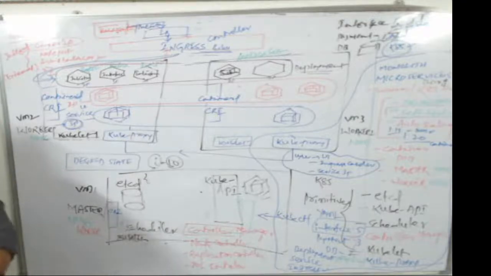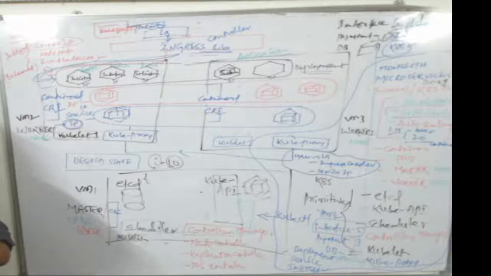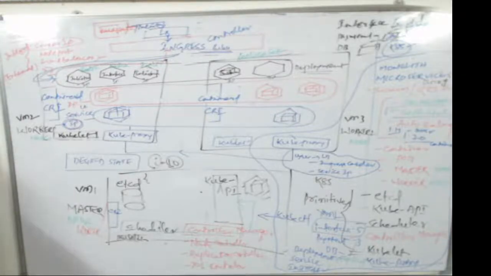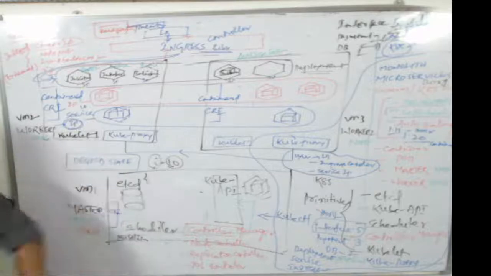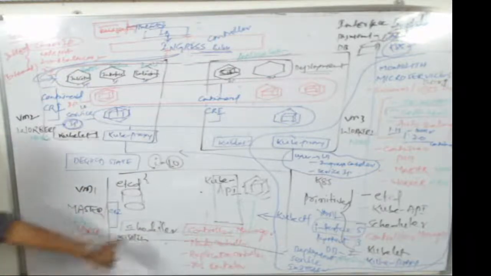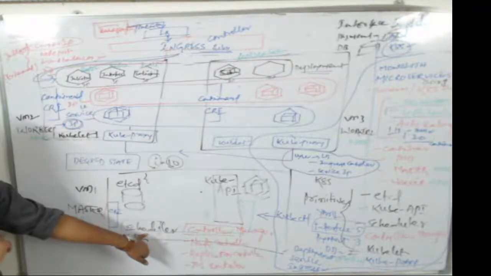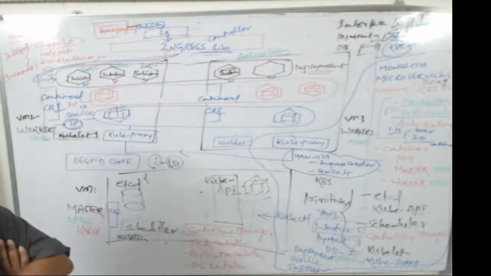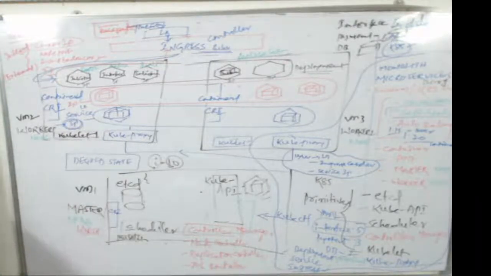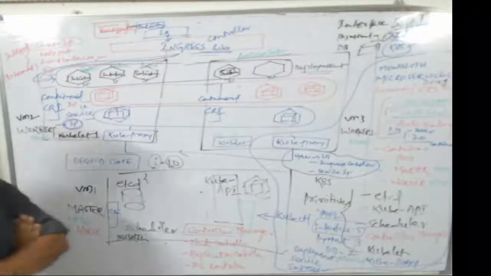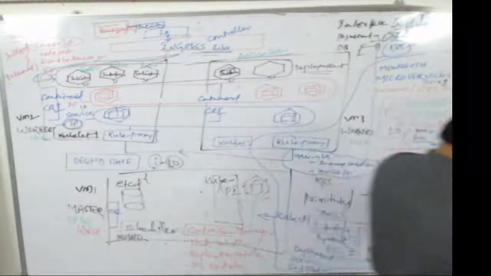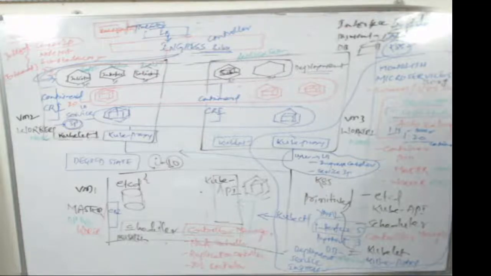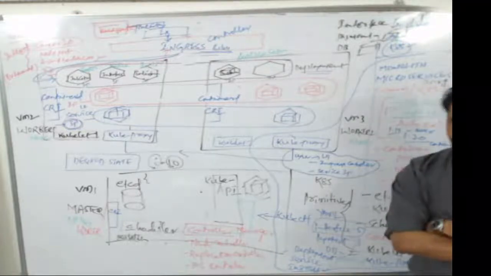Scheduler. It schedules the new pods. Creating the new pod is the kubelet. The scheduler will decide the nodes, which nodes should host the pods. That's your scheduler. Give me the list of primitives. What is a primitive? There are 6 primitives: etcd, API server, scheduler, controller manager, kubelet, and kube-proxy.